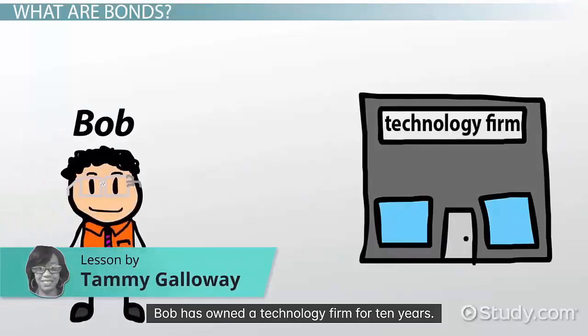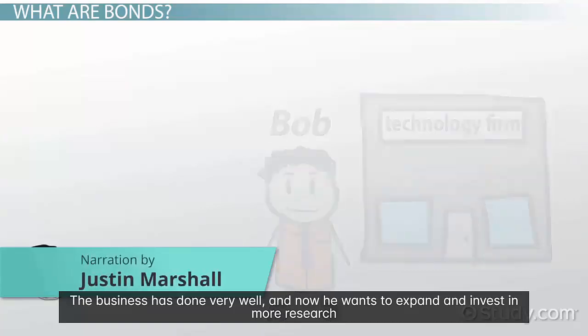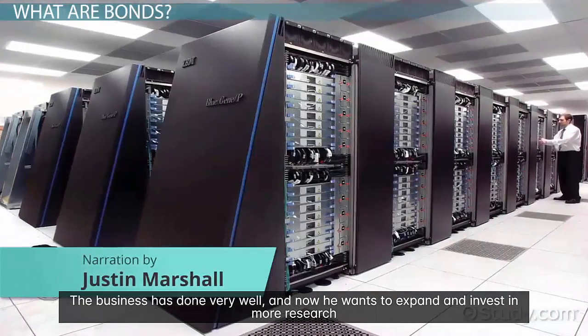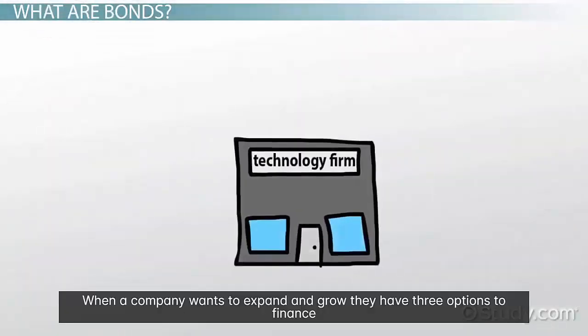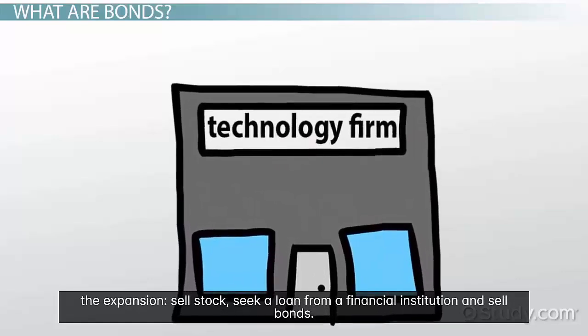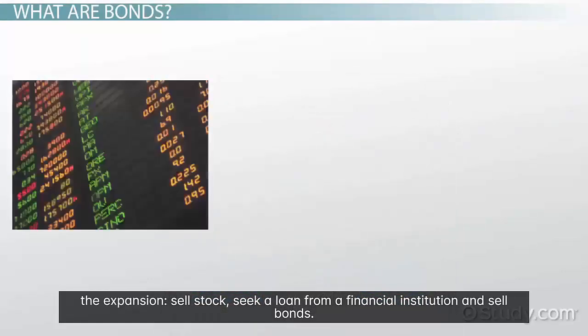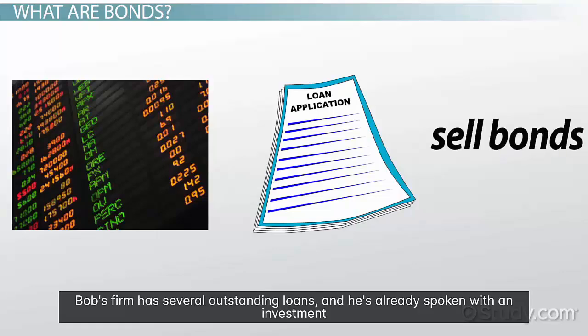Bob has owned a technology firm for 10 years. The business has done very well, and now he wants to expand and invest in more research and development to offer more product lines. When a company wants to expand and grow, they have 3 options to finance the expansion: sell stock, seek a loan from a financial institution, and sell bonds.